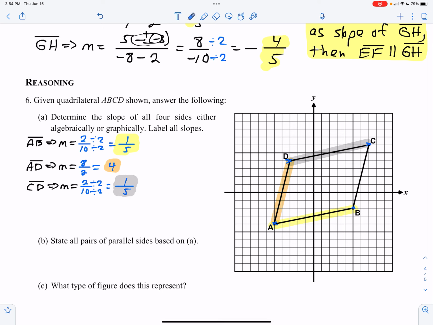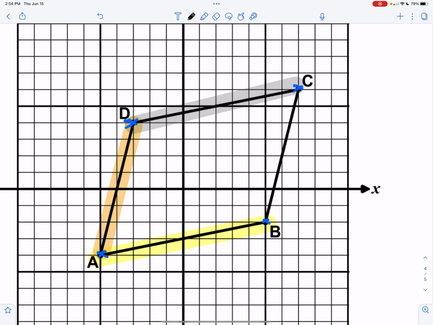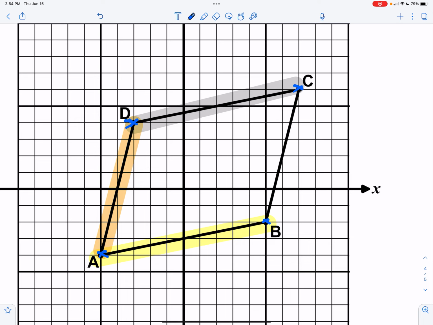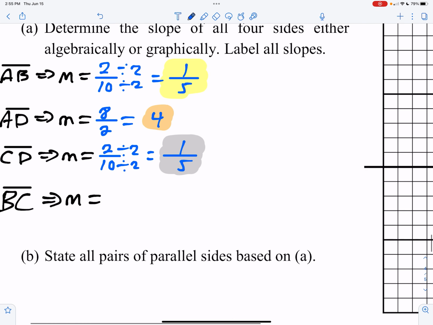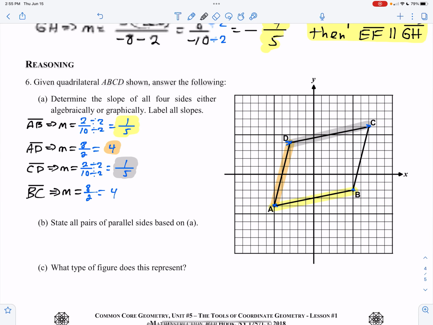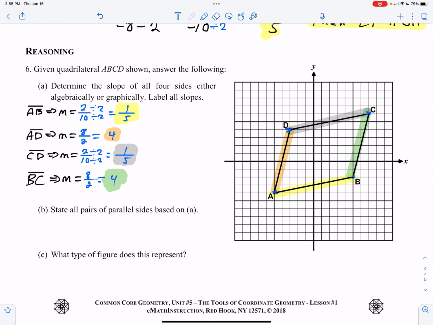Okay, and finally, we got to find the slope of line segment BC. So for that one, we're going to go from B all the way up to C. So we're going 1, 2, 3, 4, 5, 6, 7, 8 up, and then 2 over. 8 up and 2 over gives you a slope of 4. I'll label that one in green. And so those are our four slopes.